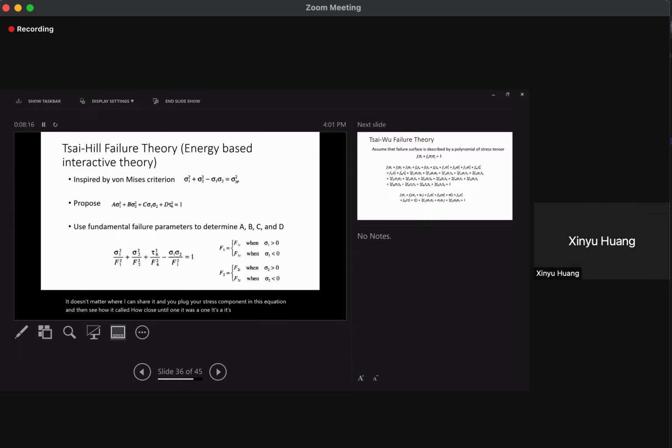So this is the Tsai-Hill failure criterion. Tsai is a professor. I think he is still alive. He's a professor at UC, I would say UC Berkeley. He's a famous guy doing composite research in the 60s, 70s, 80s, things like that.